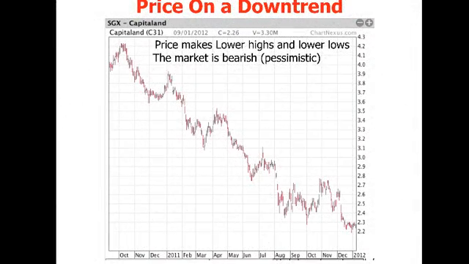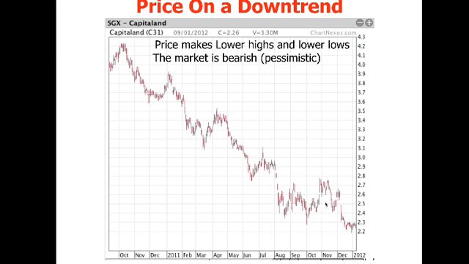The opposite of an uptrend is a downtrend. So there are times when a market will reverse into a downtrend. During times of crisis, uncertainty, recessions, the market goes into a downtrend phase. The market is pessimistic or bearish.